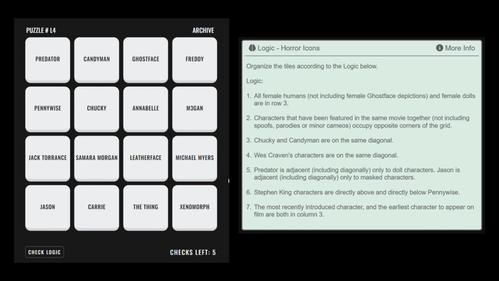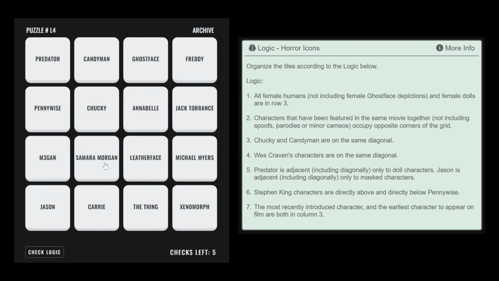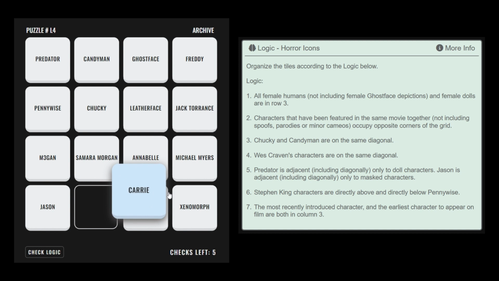From rule number 1, we know that all female humans and female dolls are in row 3. This would be Megan, from Megan, Samara Morgan, from The Ring, Annabelle from the Conjuring universe, and Carrie, from Carrie.